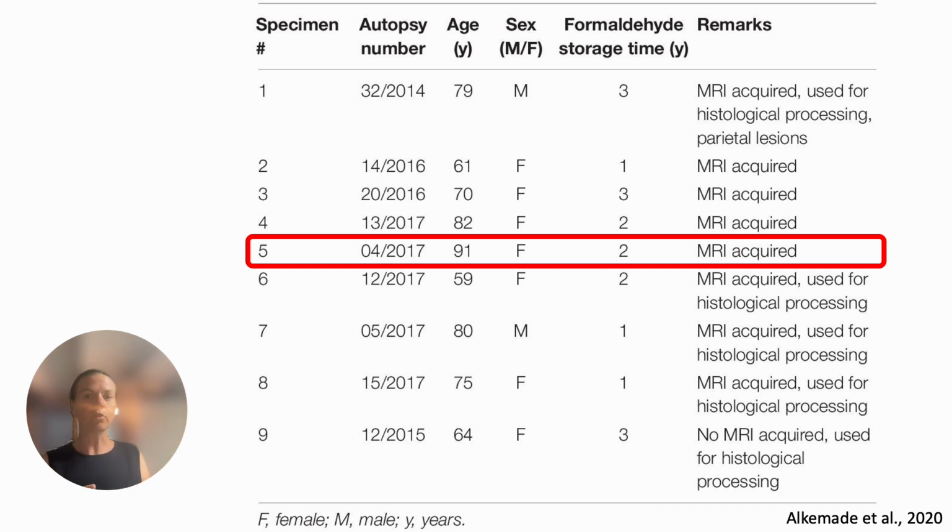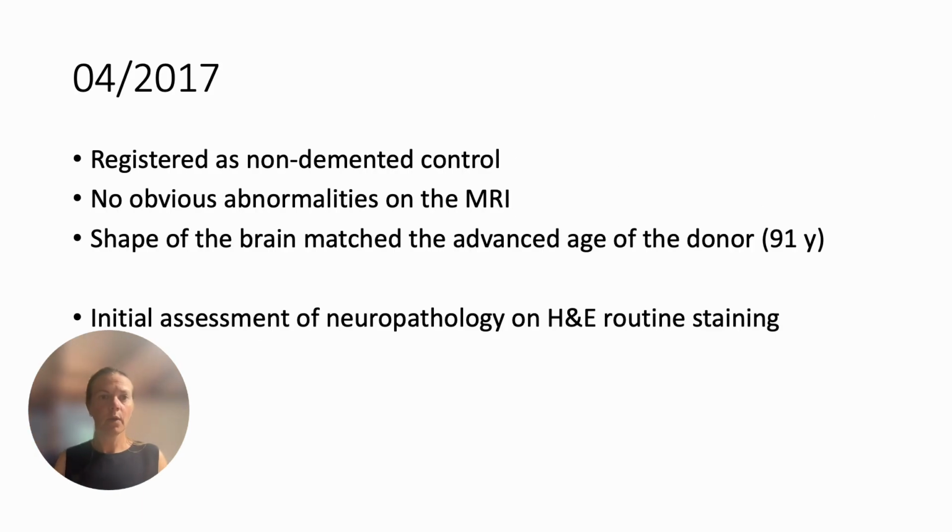This is the original group of donors that we had available for our research. Some of them went through the pipelines completely, some of them did not. I want to draw your attention to donor number 5, a 91-year-old female, who was registered as a non-demented control. We processed the brain as such, and what we found was that there were no gross abnormalities, which we observed on the MRI, and the shape of the brain fit with the advanced age of the donor.